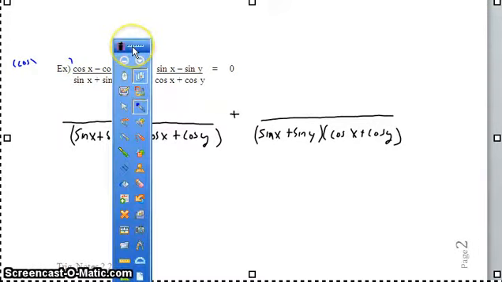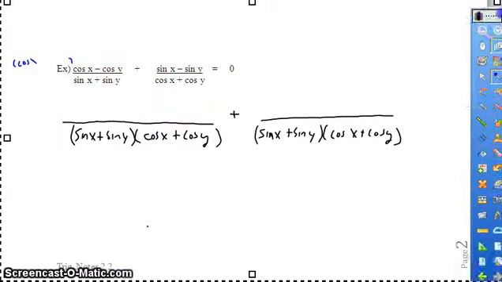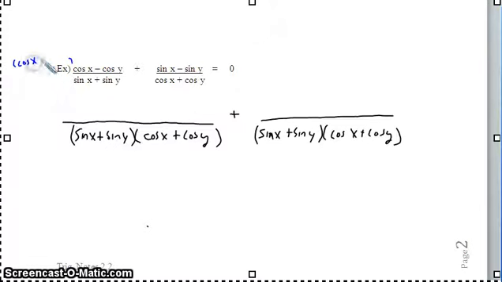Get that a little bit neater. And then this one over here, it has the cosine x plus cosine y. It's missing the sine x plus sine y. So essentially what that's going to be is a FOIL problem. I'm going to have to FOIL these and FOIL these.